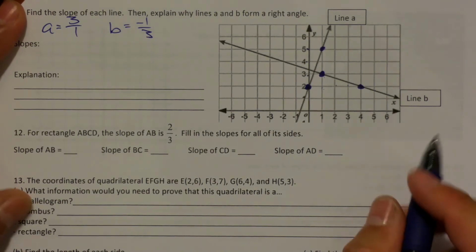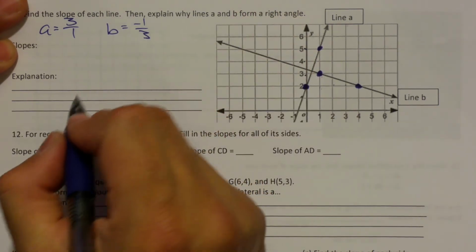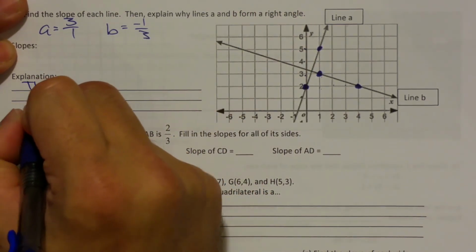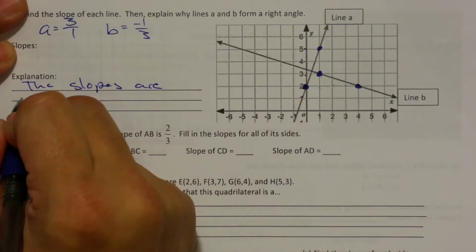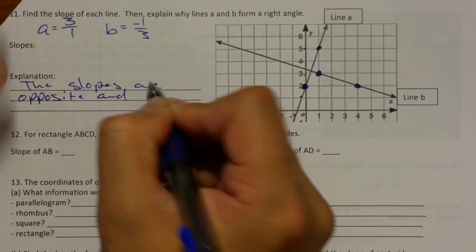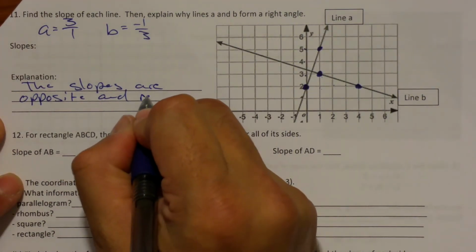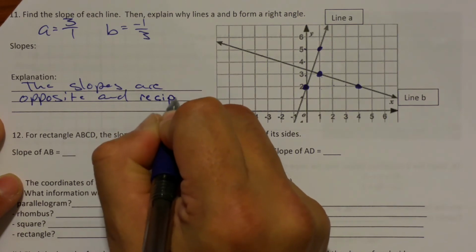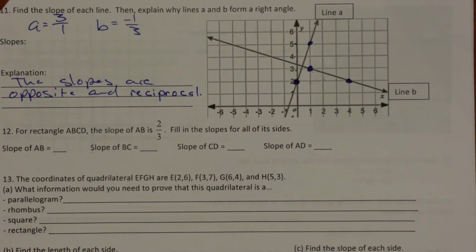Now it says explain why they form a right angle. Given what I have right there, the slopes are opposite, and, one second, let me make sure I spell it right, reciprocal. The slopes are opposite reciprocal, so that makes it perpendicular, which is a right angle.